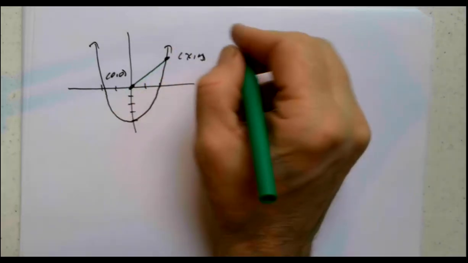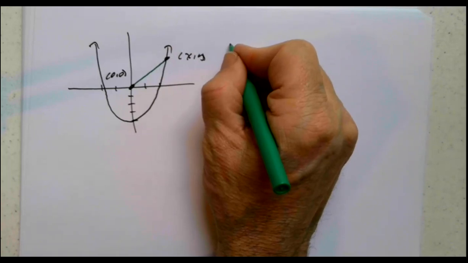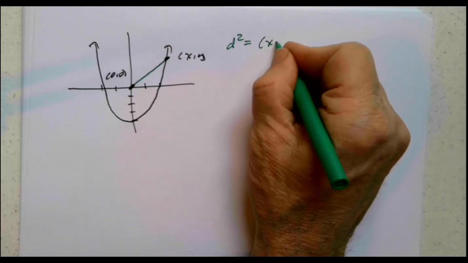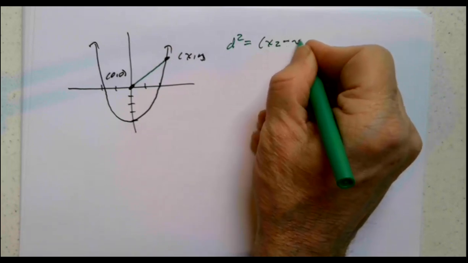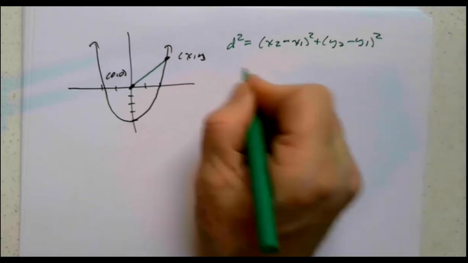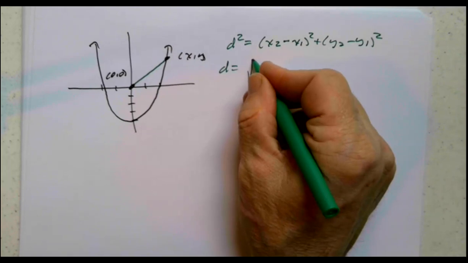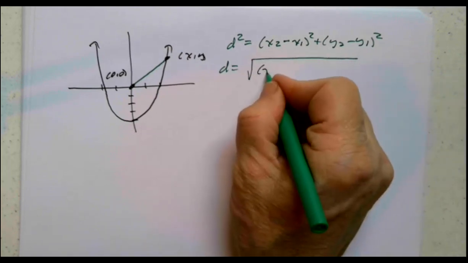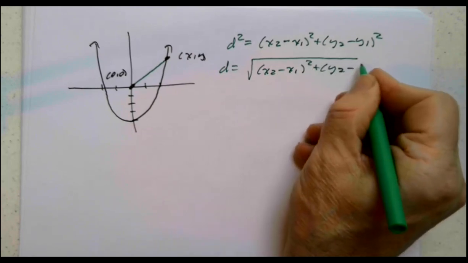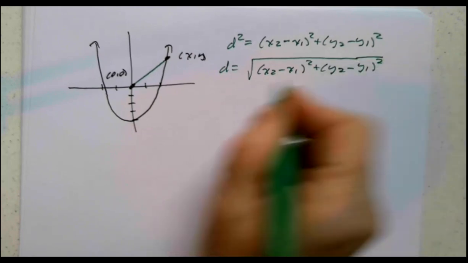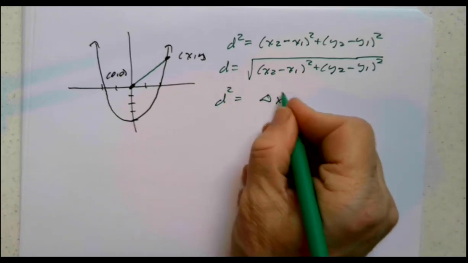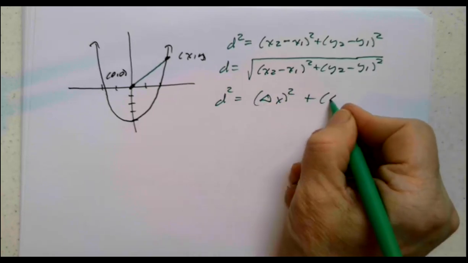So you may remember from a previous course that the distance squared is the change in x squared, the second x minus the first x squared, plus the second y minus the first y squared, or the distance then is the square root of that. That's your distance formula that you may remember. To get us ready for calculus, I prefer this notation. I prefer to say that the distance squared is the change in x squared plus the change in y squared.